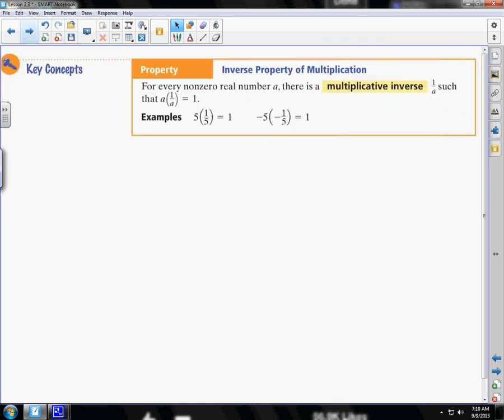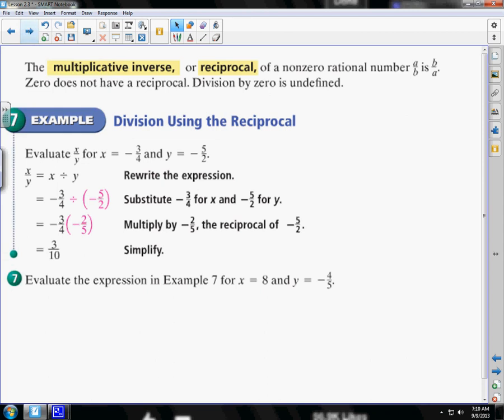The inverse property of multiplication is for every non-zero real number a, there is a multiplicative inverse, 1 over a. So copy this down. This is pretty important. Okay, the multiplicative inverse or reciprocal, keyword, of a non-zero rational number, a over b, is b over a. It's just you switch it.